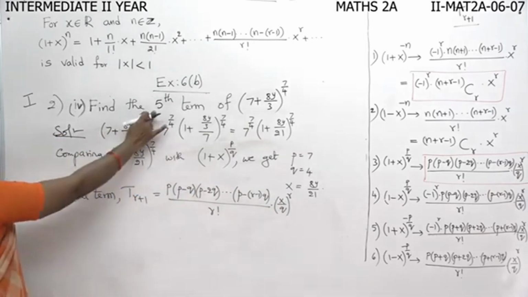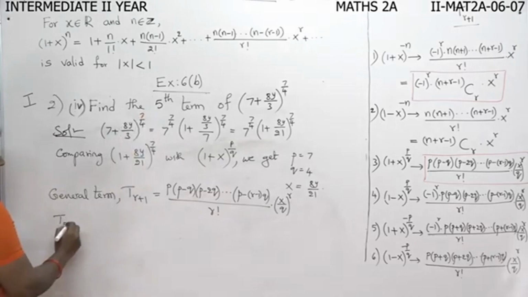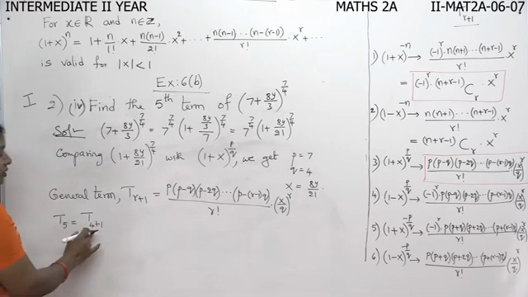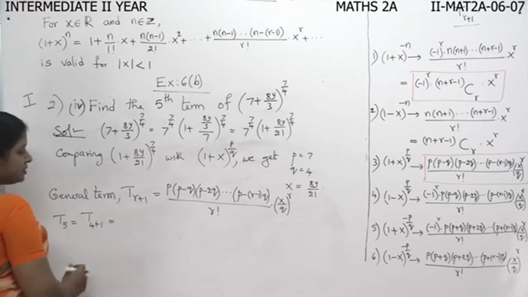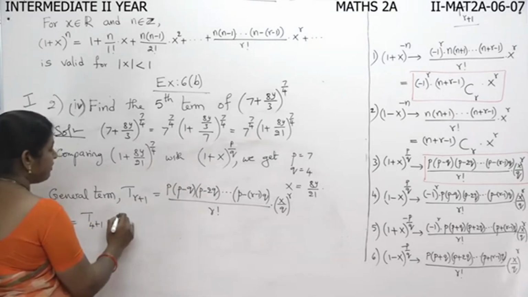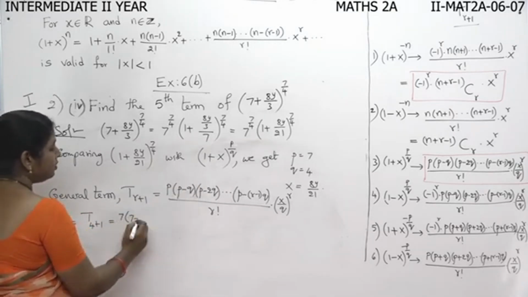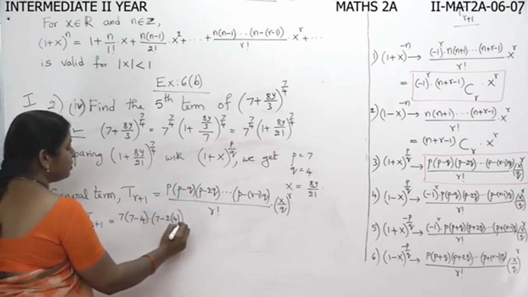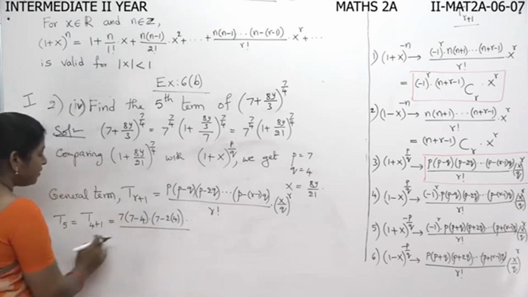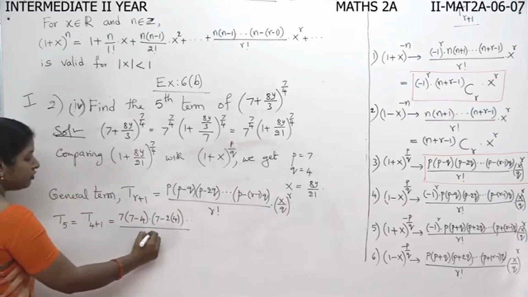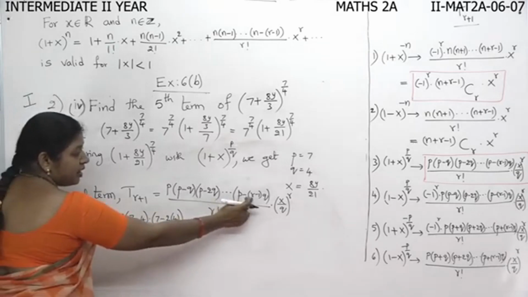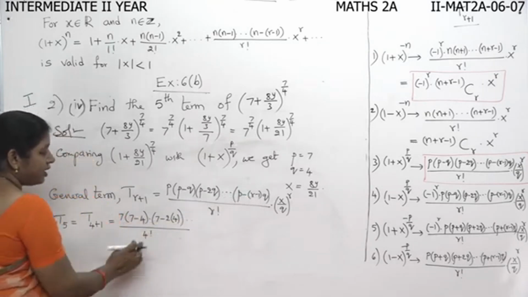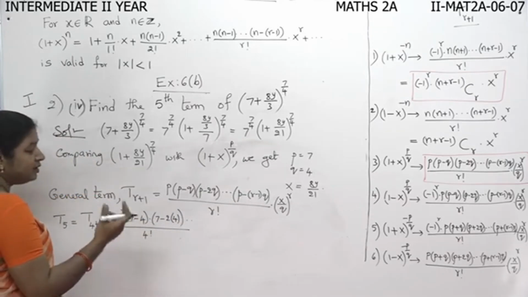So here what we need to find is the fifth term, that is T5. So how does T5 come? T(r+1), what value should we put for r? If we put r value 4, then I will get T5. So r value is 4. So substituting all the values in this formula, what is p? 7. So 7 into (7 minus q value 4) into (7 minus 2 into again q value 4). So how far should we write? Below there is r factorial, r is 4 here, so 4 factorial, and in the numerator we must write up to p minus (r minus 1). So r minus 1, r value is 4, so 4 minus 1 is 3, we must write until 3 comes.